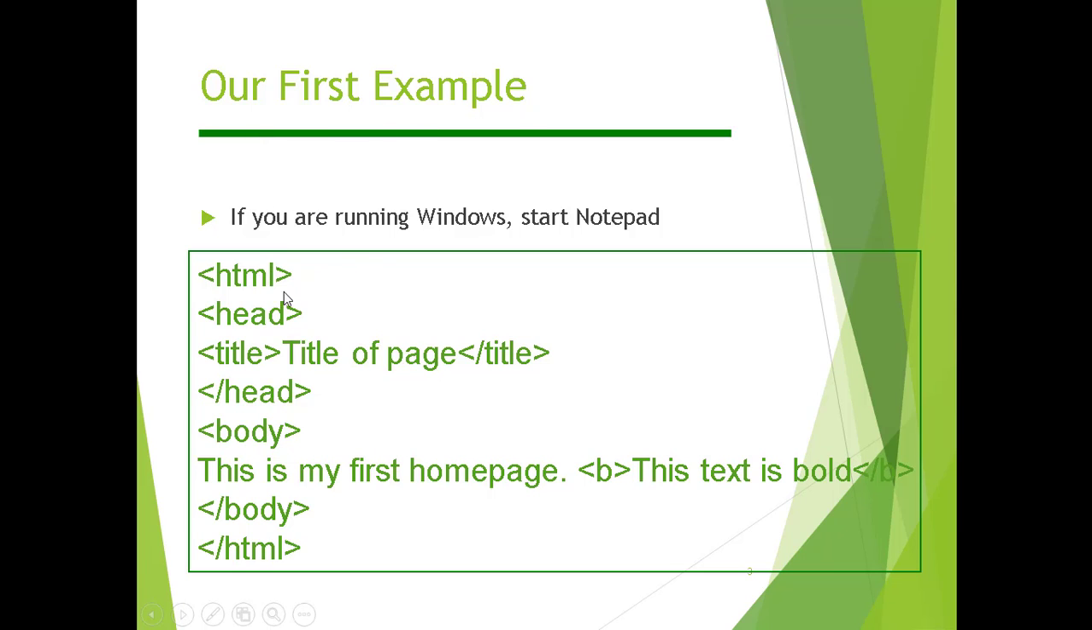Let us see an example. An HTML document always starts with an HTML tag and ends with an HTML tag. So there is a starting tag and an ending tag, and the structure of the HTML file will consist of head as well as body. The head tag will contain the title tag that will be displayed on the title bar, and the entire document data will be displayed in the body.